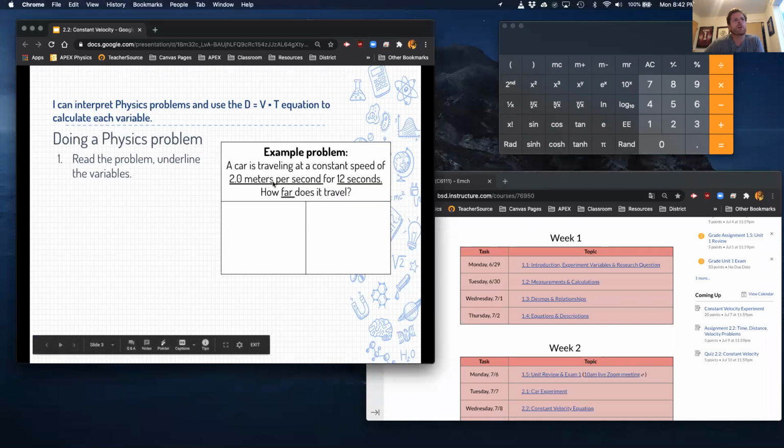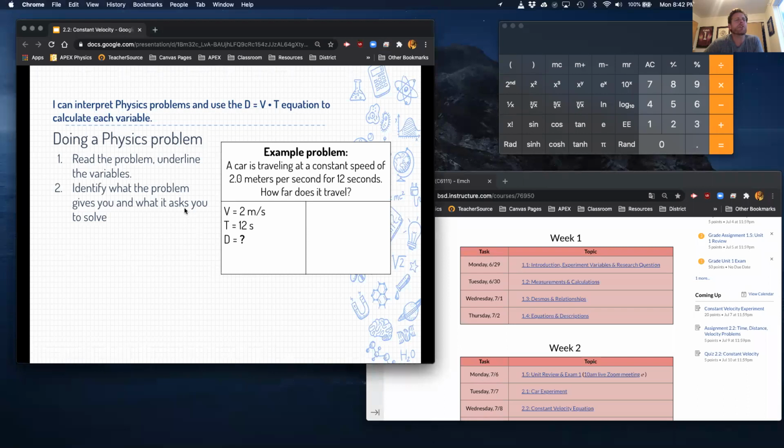So, step one, read the problem and underline the variables. So I have 2.0 meters per second, that's my velocity. I have 12 seconds, that's my time. How far, that's my distance. Step two, I'm just going to write those variables down. V is equal to 2. This technically should be 2.0. Time is equal to 12 seconds. Distance, that's what I'm solving for. Okay, so I've identified what the problem gives me and what I want.